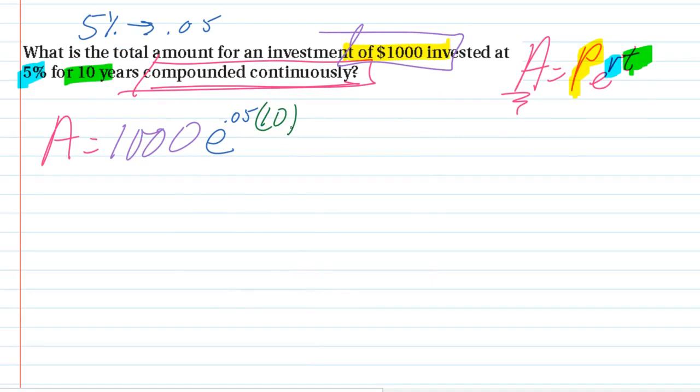At this point, you just do the basic math. 0.05 times 10 raised as a power of e. Plug it into your calculator, and you're left with a number of 1,648.72. Remember, it is money, so we'll always round to 2 decimal points.